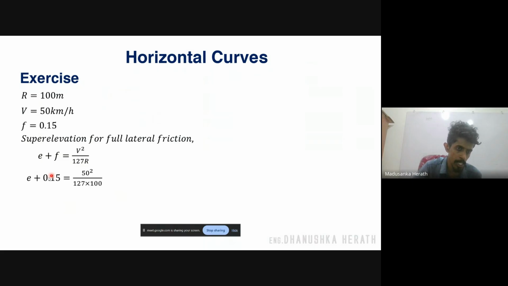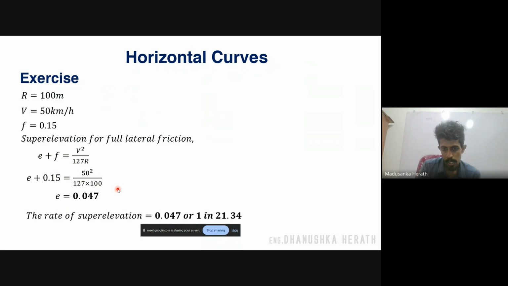Right. Then F is 0.15. V is 50 kilometers per hour, squared, divided by 127 times R, which is 100. Then the super elevation is 0.047. That means 4.7%. Or we can say it as 1 in 21.34. Normally that is 100 divided by 4.7, so that value is 21.34.